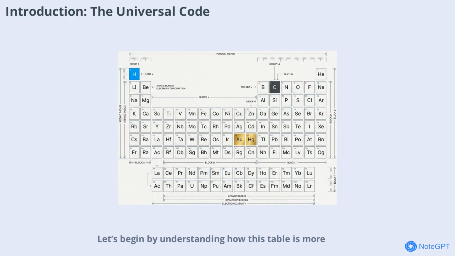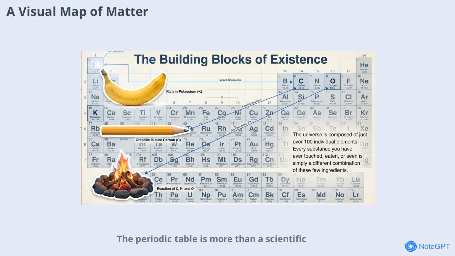Let's begin by understanding how this table is more than a list, it's a map to the structure of reality. The periodic table is more than a scientific tool, it's a visual map of all known elements. Each box represents a unique type of atom, and together they form the foundation of everything in the universe. The table structure is carefully designed to reveal relationships and trends among the elements. As we explore its layout, you'll see how it organizes the building blocks of matter in a way that's both logical and predictive, making it one of science's greatest achievements.